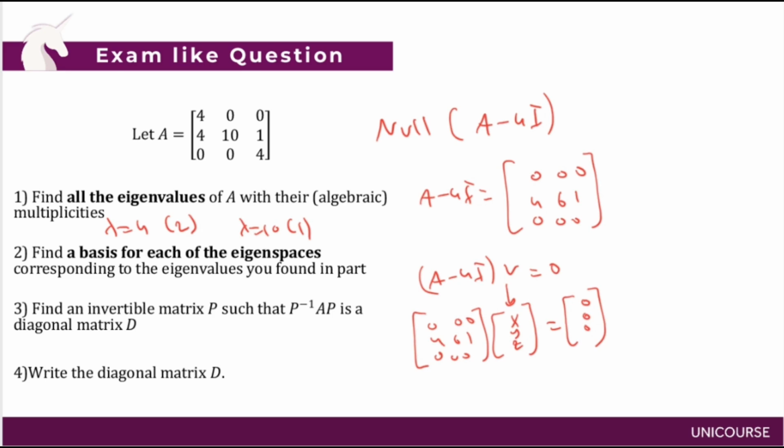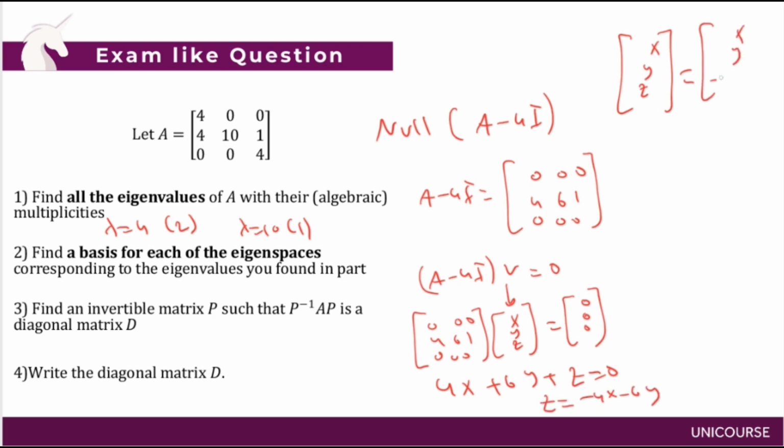Now multiply the first row by the vector: 0 plus 0 plus 0 equals 0. That gives us no information. But from the second row, we get 4x plus 6y plus z equals 0. Now, from that equation, I can solve for z: z equals minus 4x minus 6y. So my vector x, y, z becomes x, y, minus 4x minus 6y. Now I factor out x, which gives 1, 0, minus 4. And I factor out y, which gives 0, 1, minus 6. So the vector is x times (1, 0, minus 4) plus y times (0, 1, minus 6).